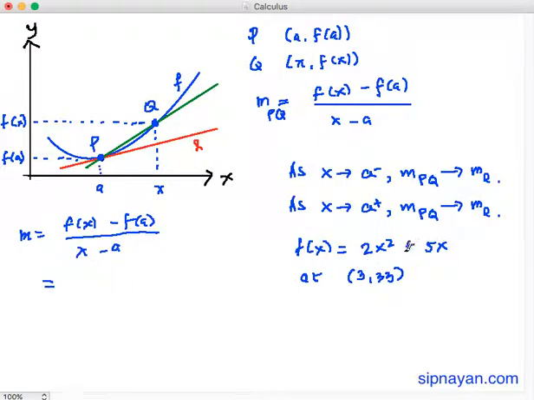Which is equal to f of x, 2x squared plus 5x. What is f of a? Yung 33 natin, di ba? Yun yung ating y value. Minus 33 over, di ba ito yung a natin, 3, tapos ano yung value ng f of a natin? Yung 33 yung y natin, di ba? So, over x minus 3.